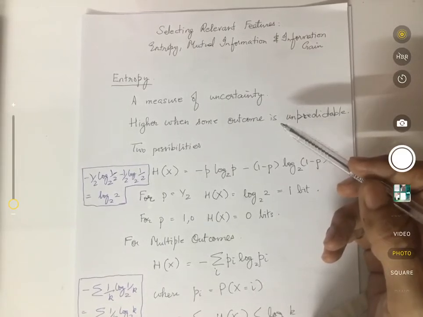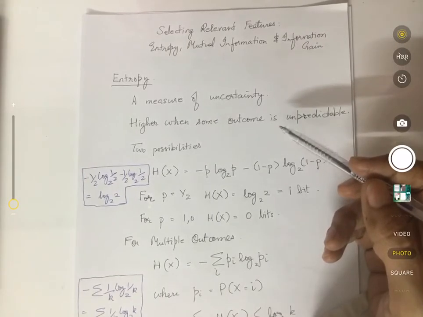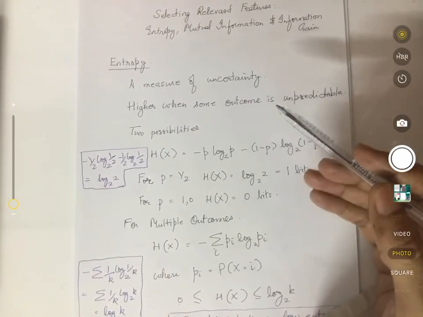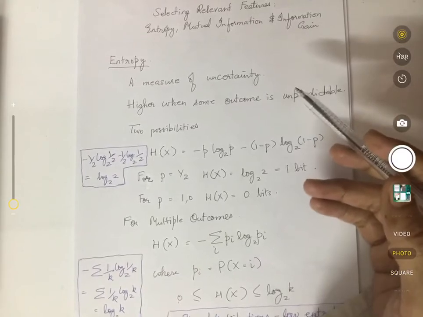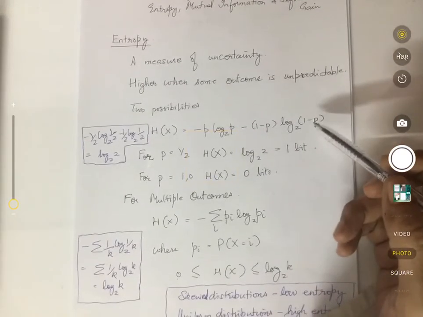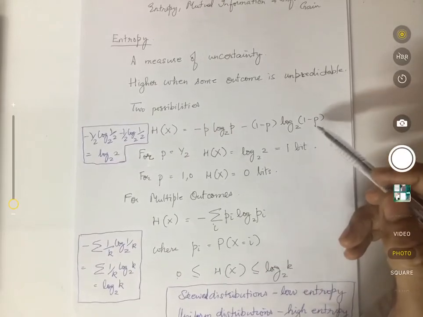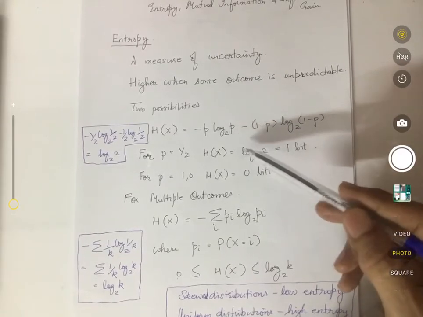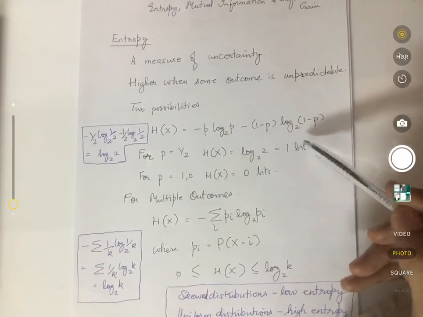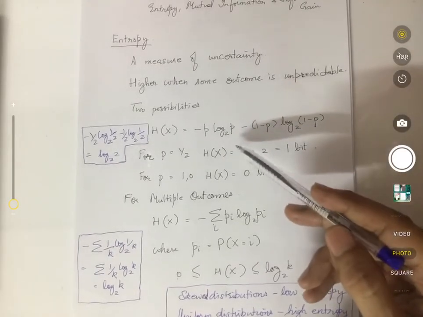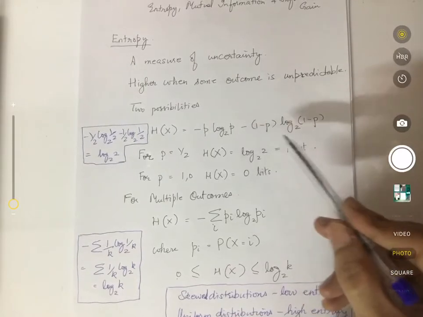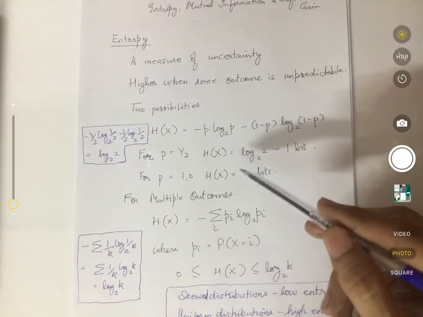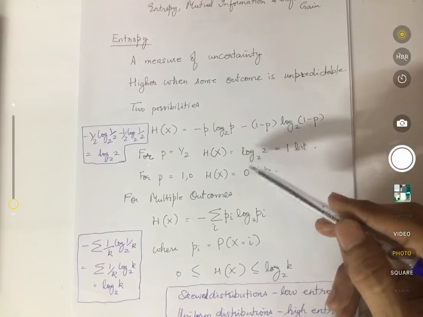And a good way to express this relation, that uniform probabilities lead to high uncertainty, is by using this formula for entropy, and it says that it's minus p log p to the base 2 minus (1 minus p) log (1 minus p) to the base 2, where p represents the probability of one outcome and 1 minus p is the probability of the other outcome. So let's go into the details a bit.